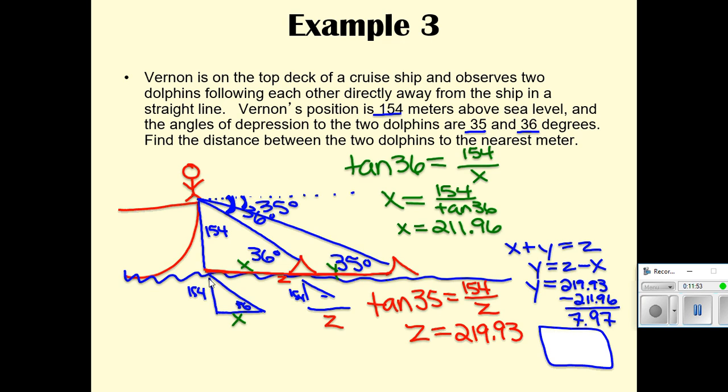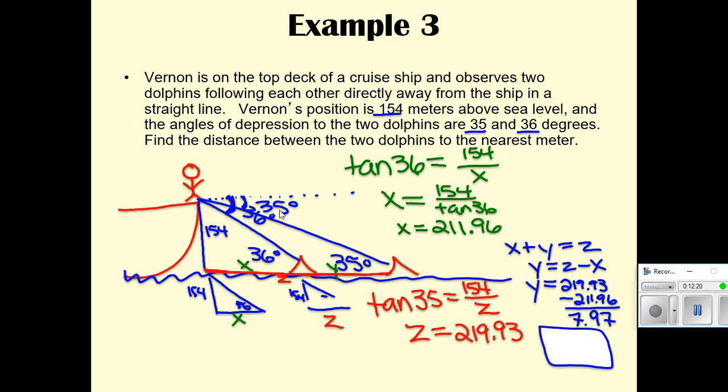So we're going to look at this from this angle. We have adjacent over opposite. So that's going to be tangent. We're going to use TOA. So tangent 36 is 154 over x. We don't know the x. And you're going to do 154 divided by tangent 36 to find the answer, which is 211.96 if you do that on Desmos.